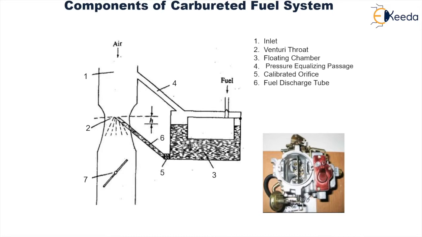Sixth is the fuel discharge tube, which is the extension of the calibrated orifice, and it serves the responsibility of taking the fuel from the floating chamber through the calibrated orifice to the venturi.